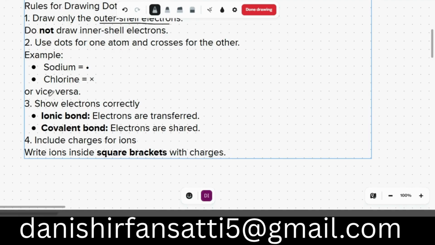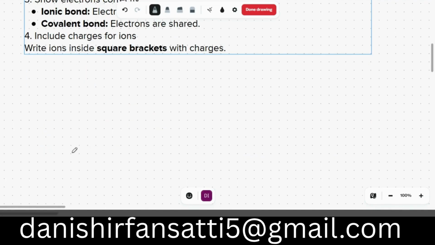Show electrons correctly. In ionic bonding, electrons are transferred. In covalent bonding, electrons are shared. Include charges for the ions if there are charges on the ions.